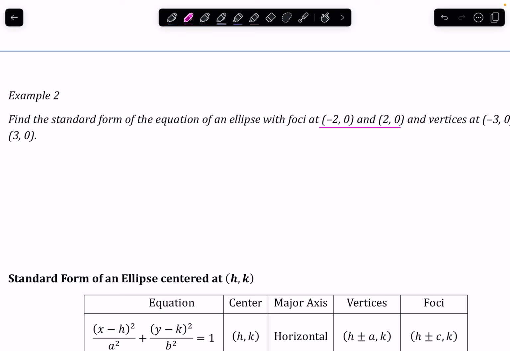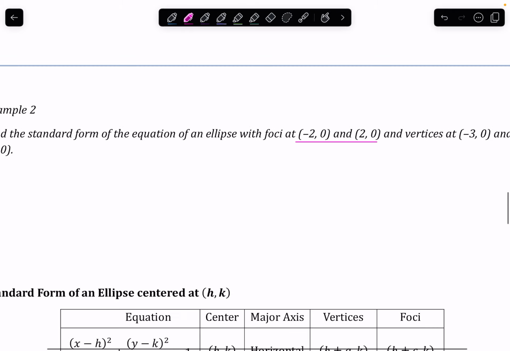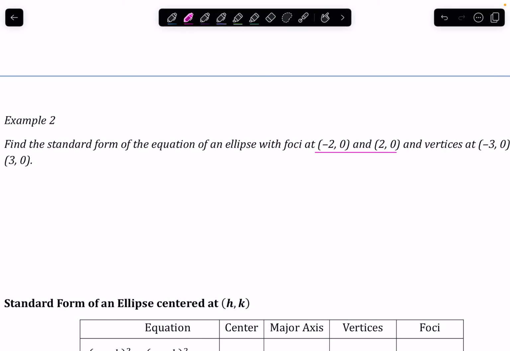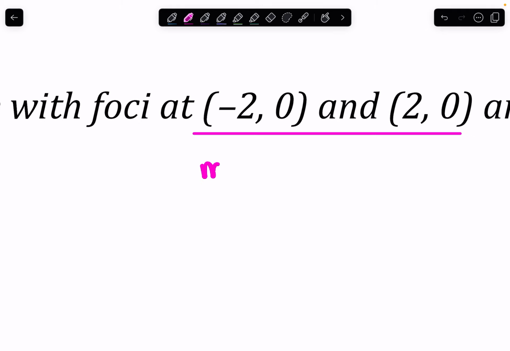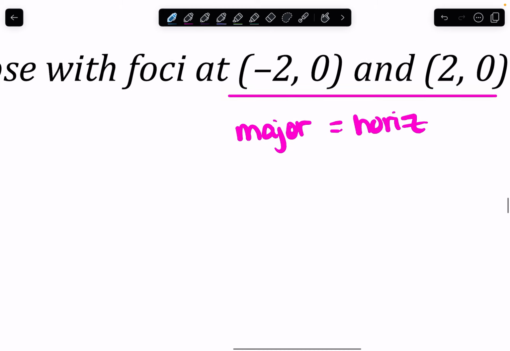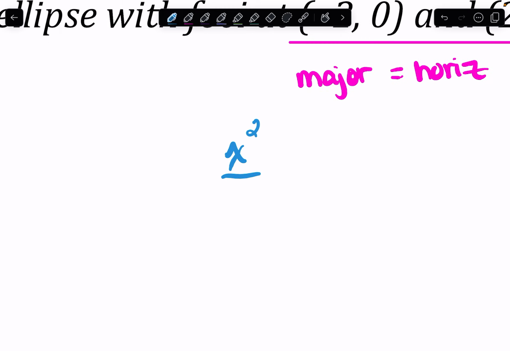So the foci have changed the x value. The vertices are also defined as on that same axis. So because our foci have changed our x value, our major axis is horizontal. So that tells us the equation we're going to be dealing with is x squared over a squared plus y squared over b squared equals 1.